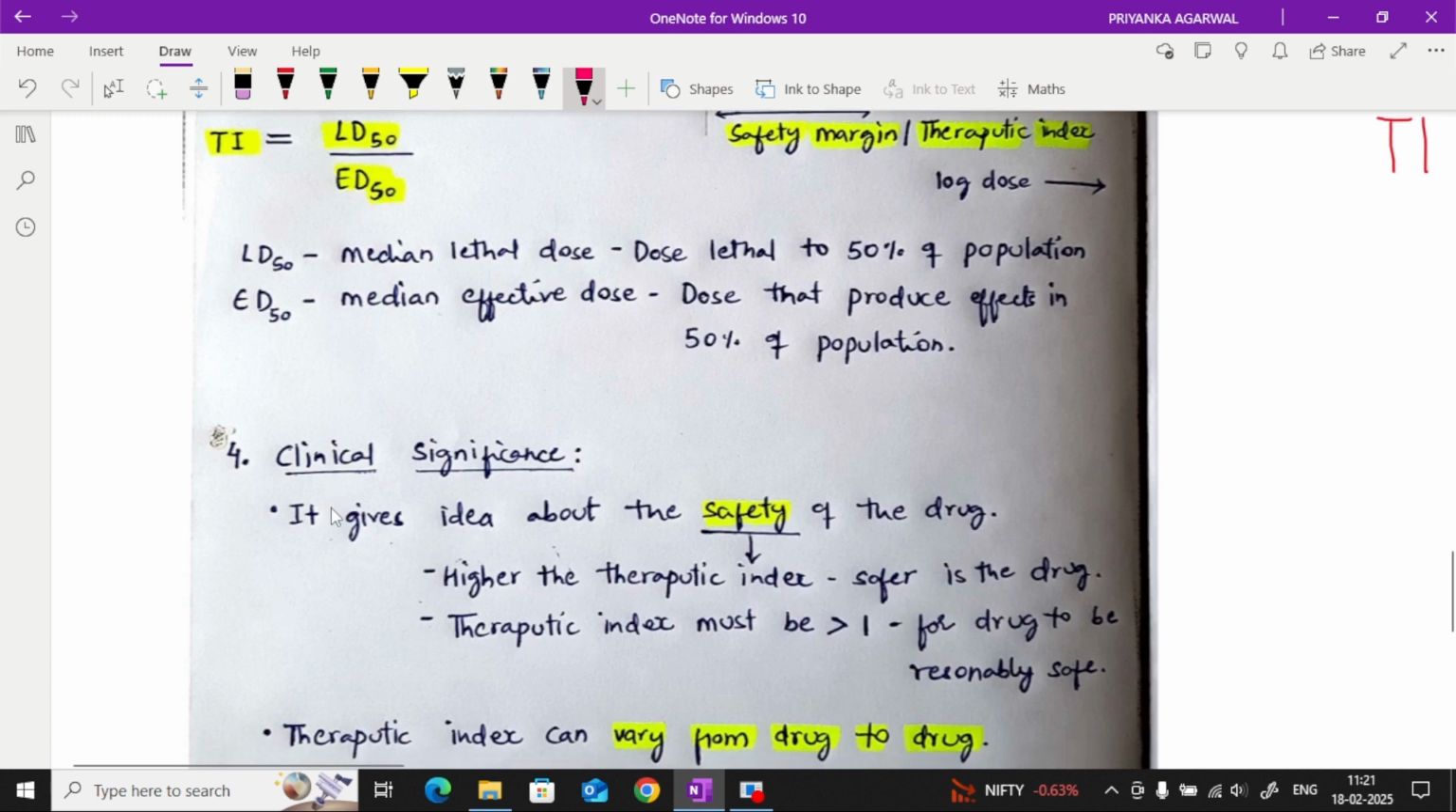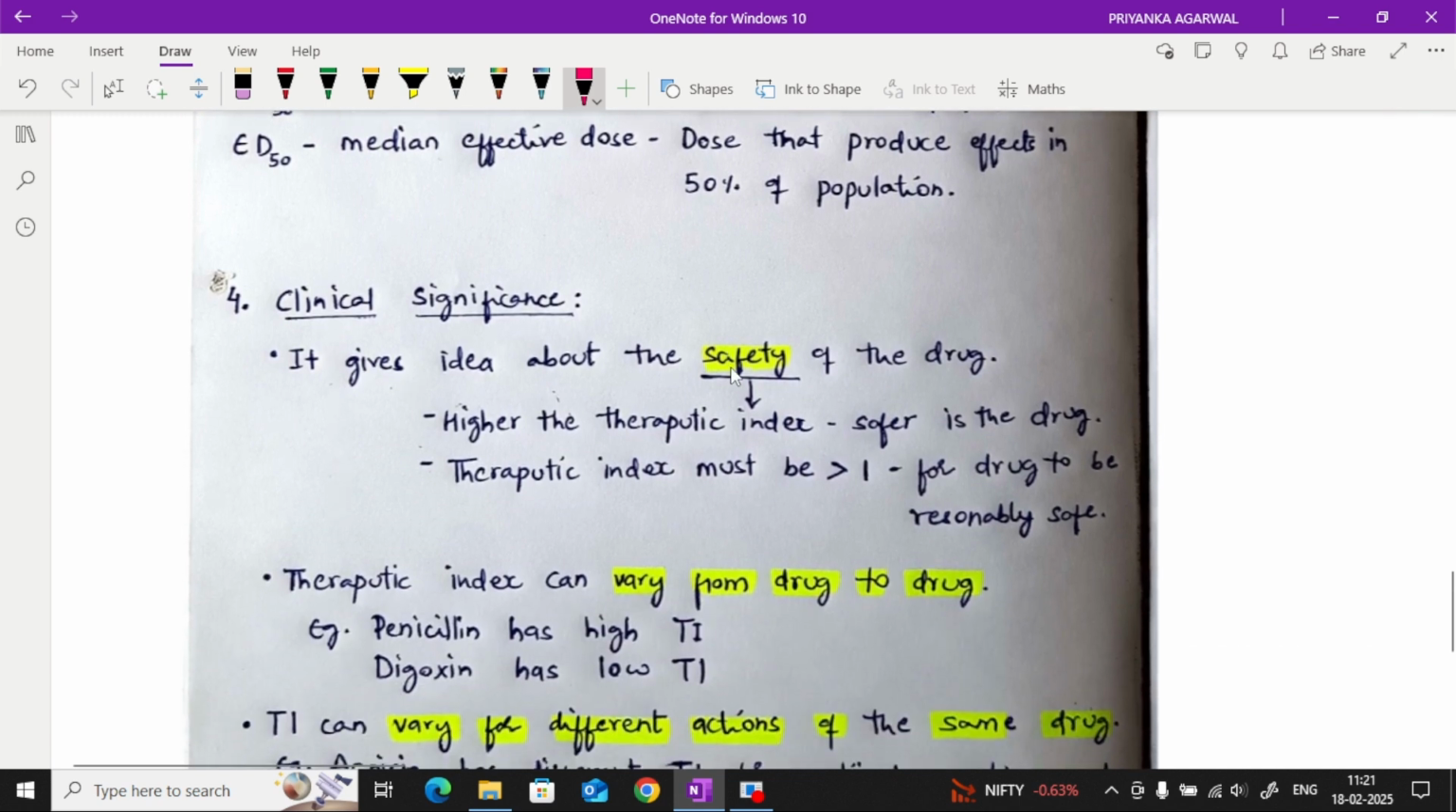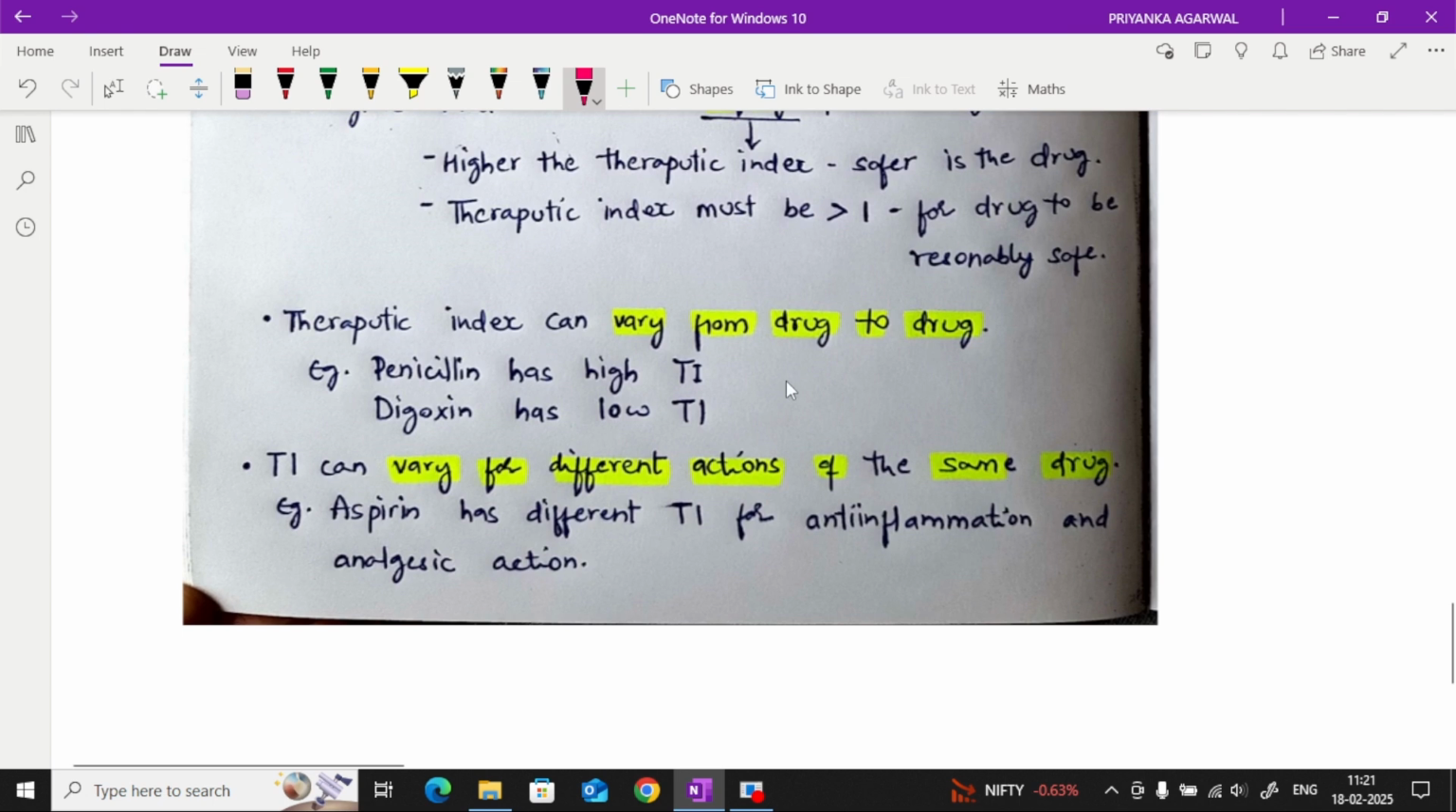Now what is the clinical significance? It gives an idea about the safety of the drug, which we already understood. So the higher the therapeutic index, the safer the drug. Next, the therapeutic index must be more than 1 for the drug to be reasonably safe. Now the therapeutic index can vary from drug to drug. Penicillin has a high therapeutic index and digoxin has a low therapeutic index. It can also vary for different actions of the same drug. For example, aspirin has different therapeutic indices for anti-inflammatory and analgesic actions.